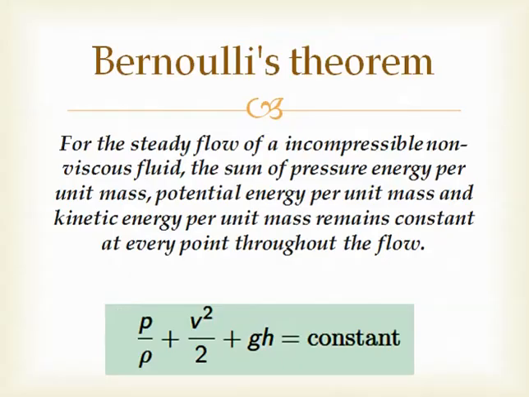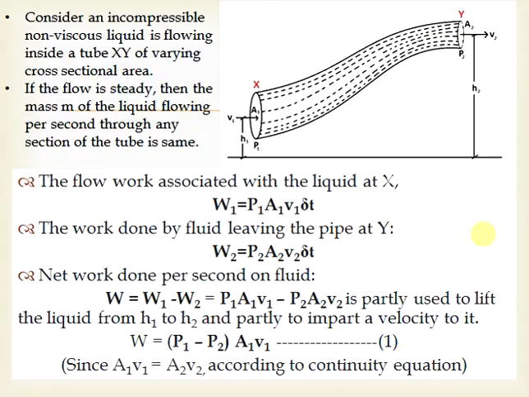Now, according to Bernoulli's theorem, for the steady flow of an incompressible non-viscous fluid, the sum of pressure energy per unit mass, potential energy per unit mass, and kinetic energy per unit mass remains constant at every point throughout the flow. So if you are considering a flow of liquid through a pipe, at any point throughout this pipe, the sum of the pressure energy per unit mass, potential energy per unit mass, and kinetic energy per unit mass should be a constant.